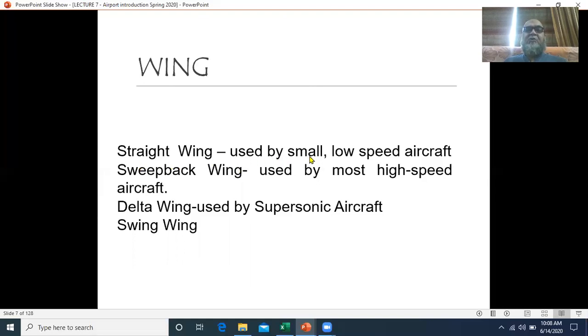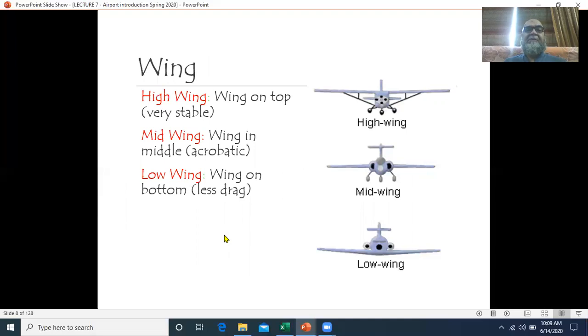Straight wing is used by small low speed aircraft. Then there is a sweepback wing used by most high speed aircraft, and there is a delta wing used by supersonic aircraft, and there is a swing wing as well. So the wing can be high, as you can see. Then there can be a mid wing. And there is a low wing.